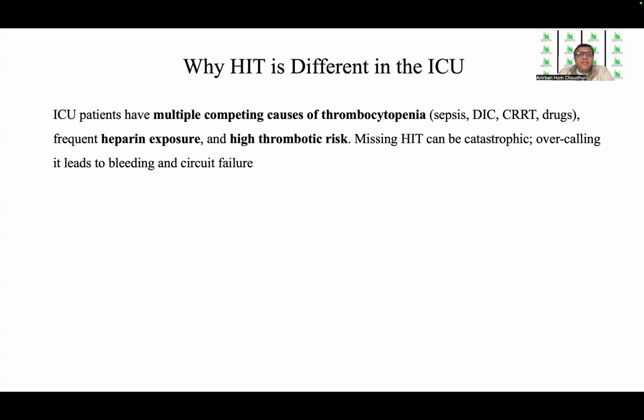So why is HIT different in the ICU? Because ICU patients have multiple competing causes of thrombocytopenia. They can have sepsis, they can have DIC, they might be undergoing CRRT, they are receiving a lot of drugs which can cause thrombocytopenia, frequent heparin exposure, and high thrombotic risk. So missing HIT can be catastrophic, and overcalling it leads to bleeding and circuit failure.